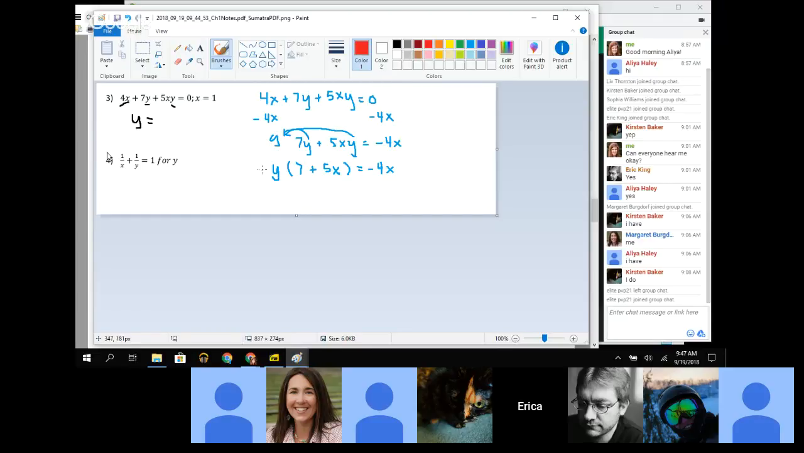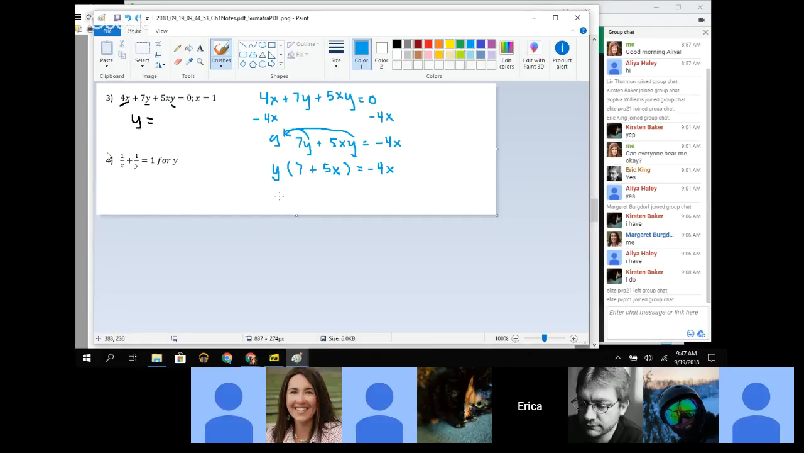So, total side note, if I took what I just did, and I'll erase this, right? If I took this and I distributed my y, I would end up with 7y plus 5xy, right? And that's what I originally had. So just kind of proving that that's true.